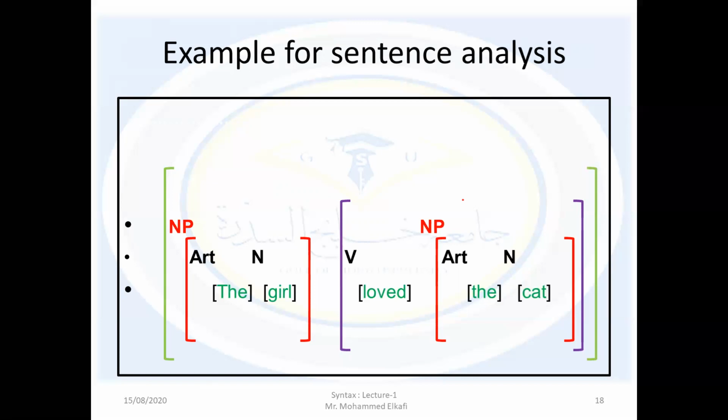Then we should think of the next. Is there any verb phrase? So let's see. Yes, we have the verb phrase, which includes "loved" plus the noun phrase. The verb "loved" plus noun phrase, we'll study that. Verb plus noun phrase equal verb phrase. So here we have the verb phrase, which is made in blue. As you see, we have blue brackets, and we wrote above: verb phrase. Good.